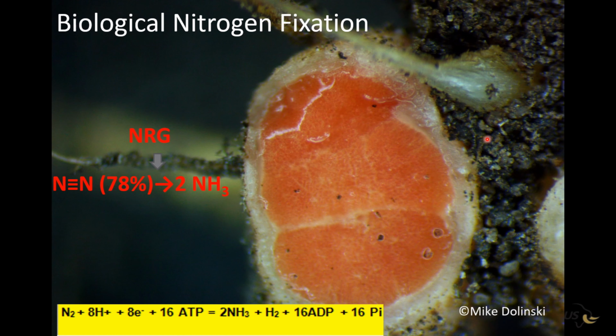Now here's the actual process. So we have this molecule N2 in the air, which is the nitrogen that we breathe in all the time, and it's 78% of the atmosphere all the time. It's very, very stable.